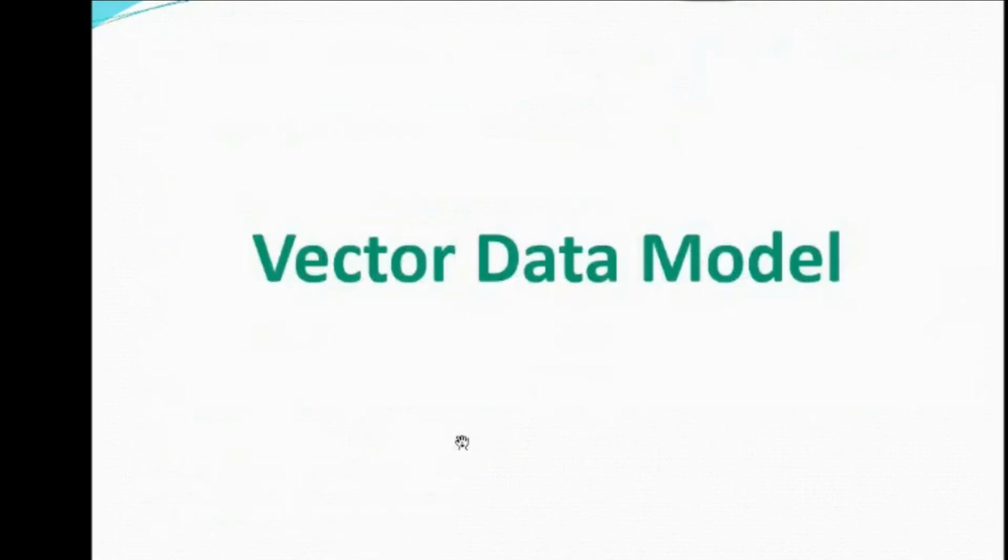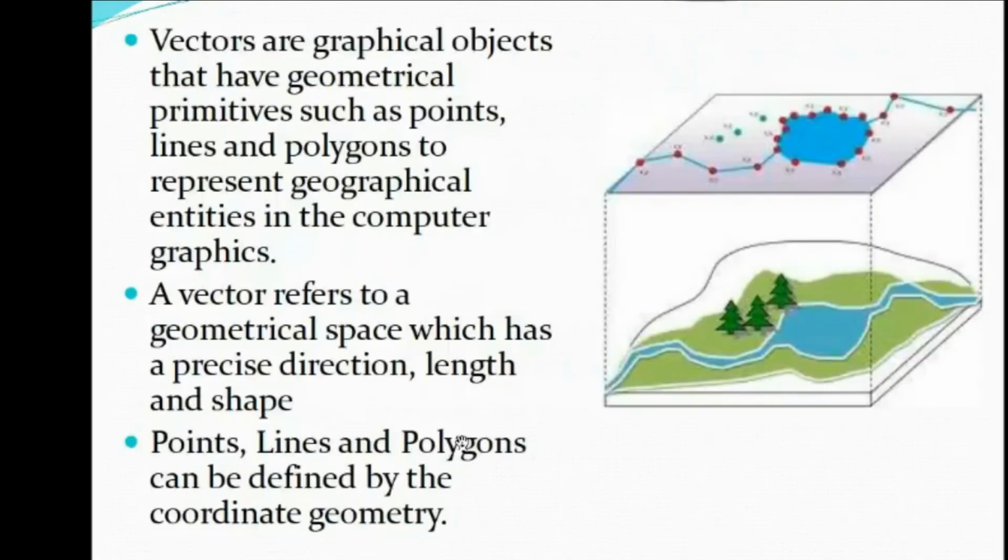Coming to the vector data model, you already know that it is a representation of real world features using point, line and polygon. The linear features will be represented using lines, which we also call polylines. Then the discrete features, which have only zero dimension, will be represented using point features, and the area based features will be represented using polygons.